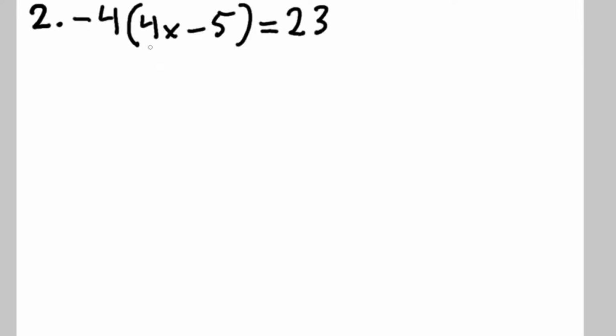So now we have parentheses here. We're going to distribute the -4 into the 4 and the -5. A negative times a positive is a negative. 4 times 4 is 16, so that's -16. And a negative times a negative is a positive, and that's positive 20. All right, and now we're just going to do inverse operation.